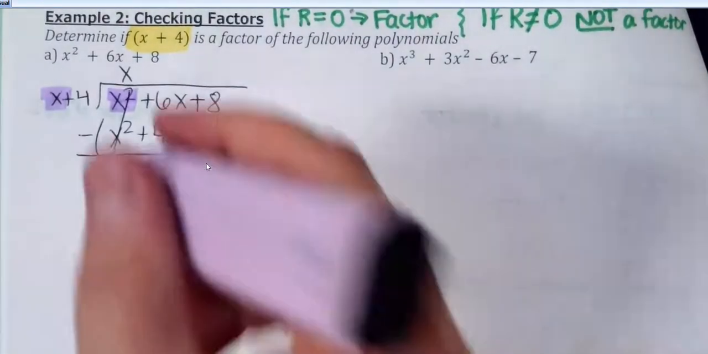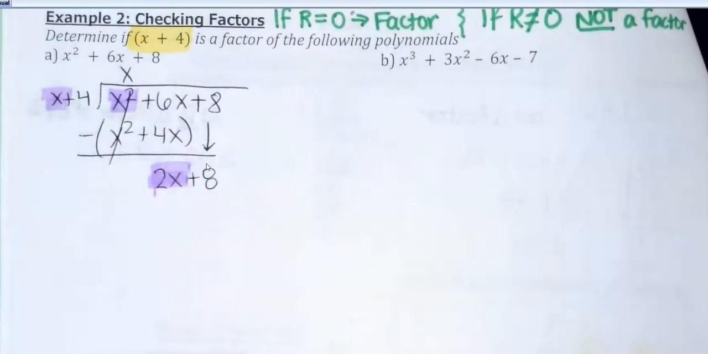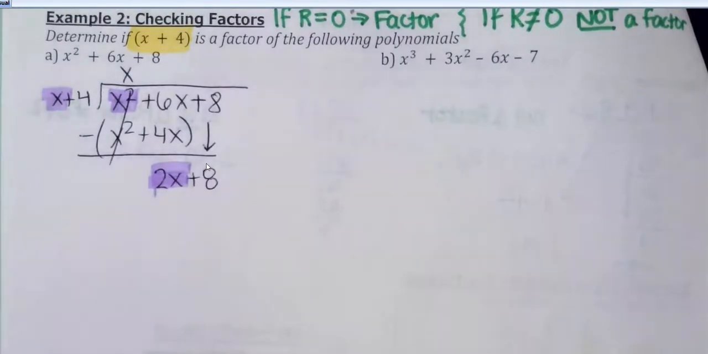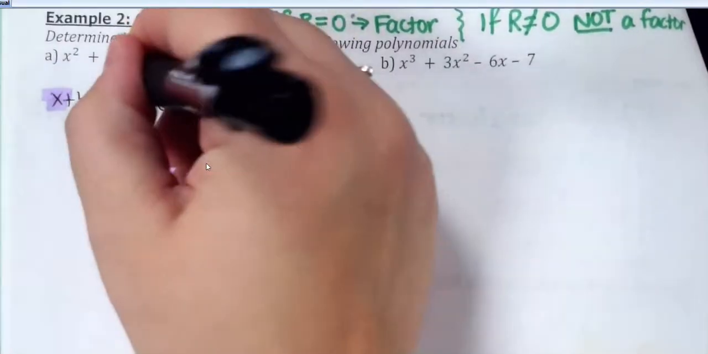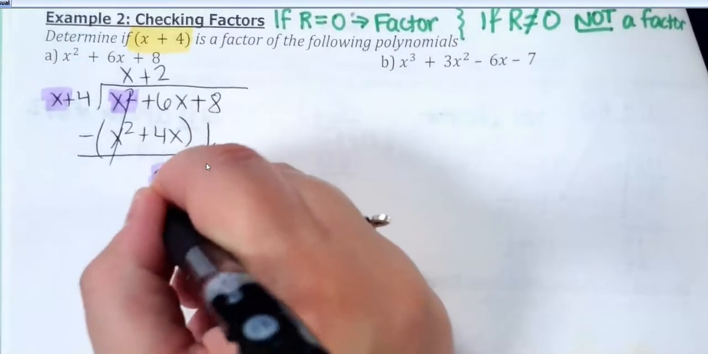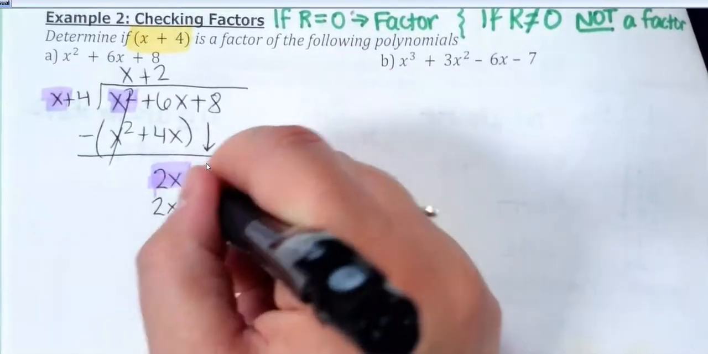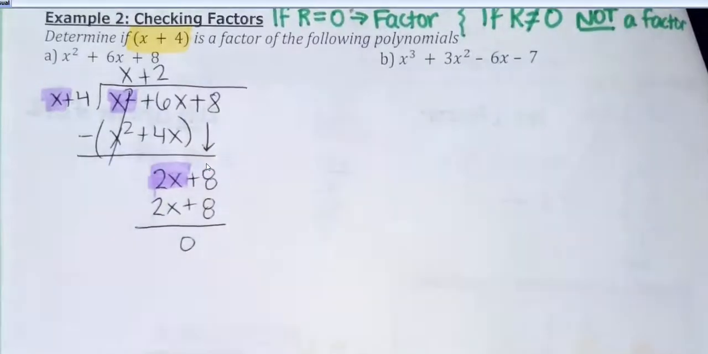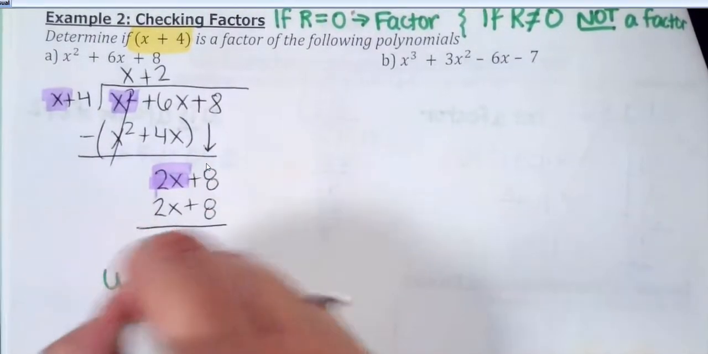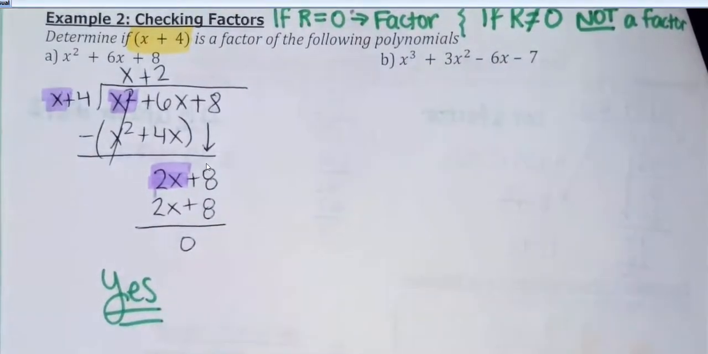And then I'm just going to ask you that question again, just looking at the first term of each, what would you multiply x by to get 2x? 2. 2 times x is 2x. Guess what? 2 times 4 is 8. My remainder is 0 here. So my answer to the question, this is a factor. It divides in evenly. There's no remainder.